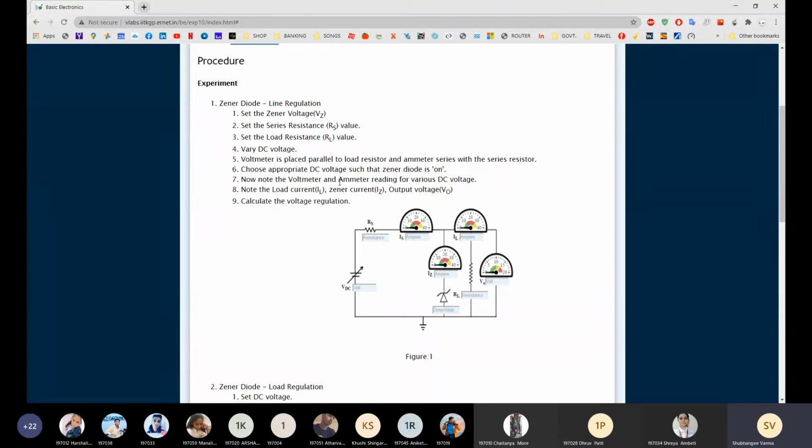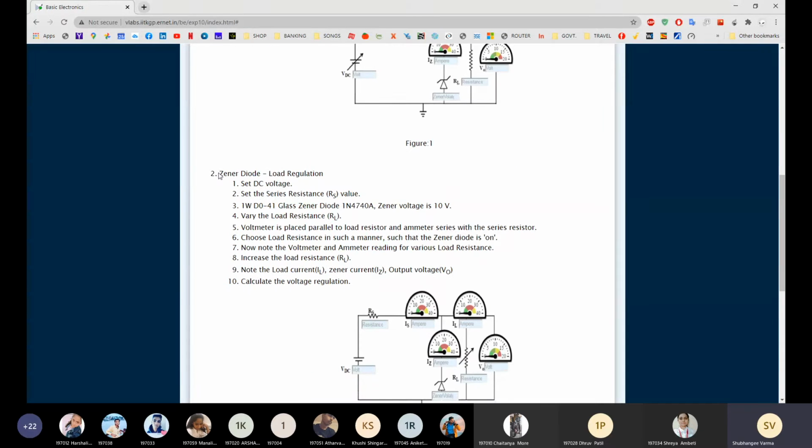Now note the voltmeter and ammeter readings for various DC voltages. Note down the load current, the Zener current IZ and VO, and calculate the voltage regulation. So this is the procedure for line regulation. Line means we are going to change VDC, and we are going to check the IL. The IL should remain constant, or it should change only slightly.